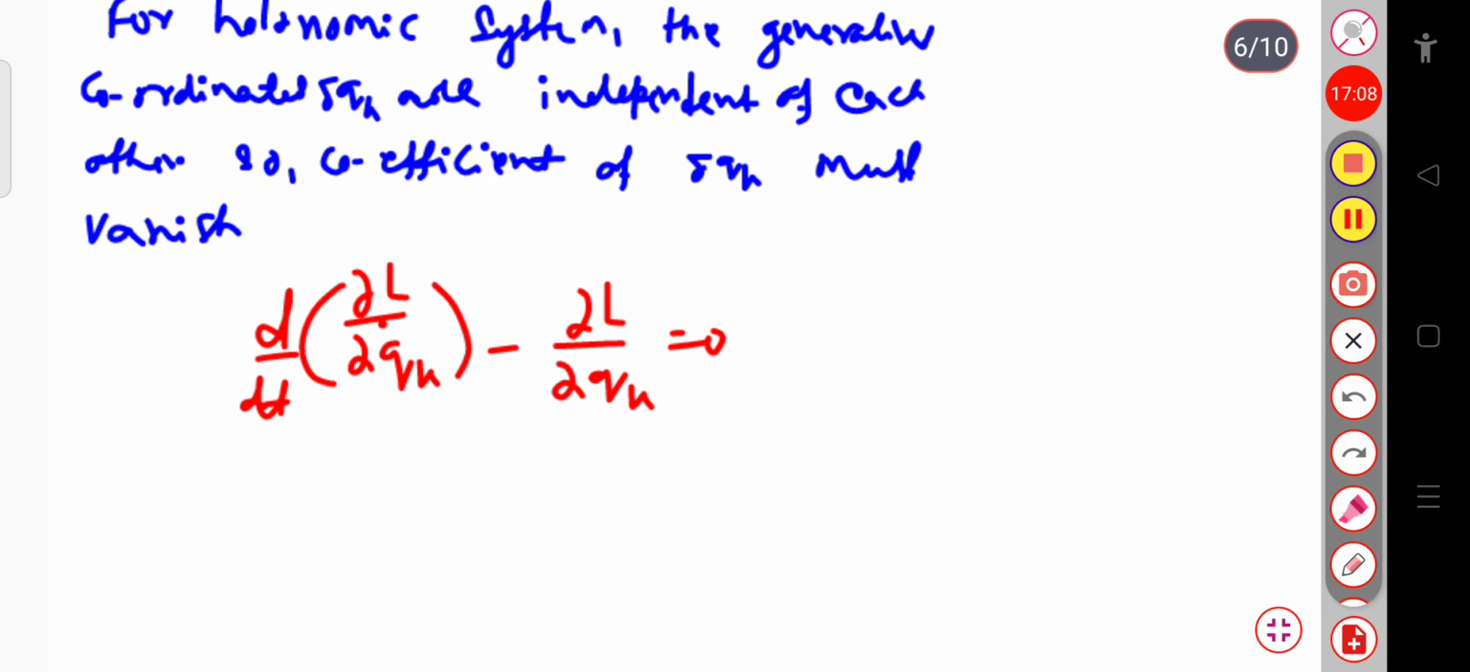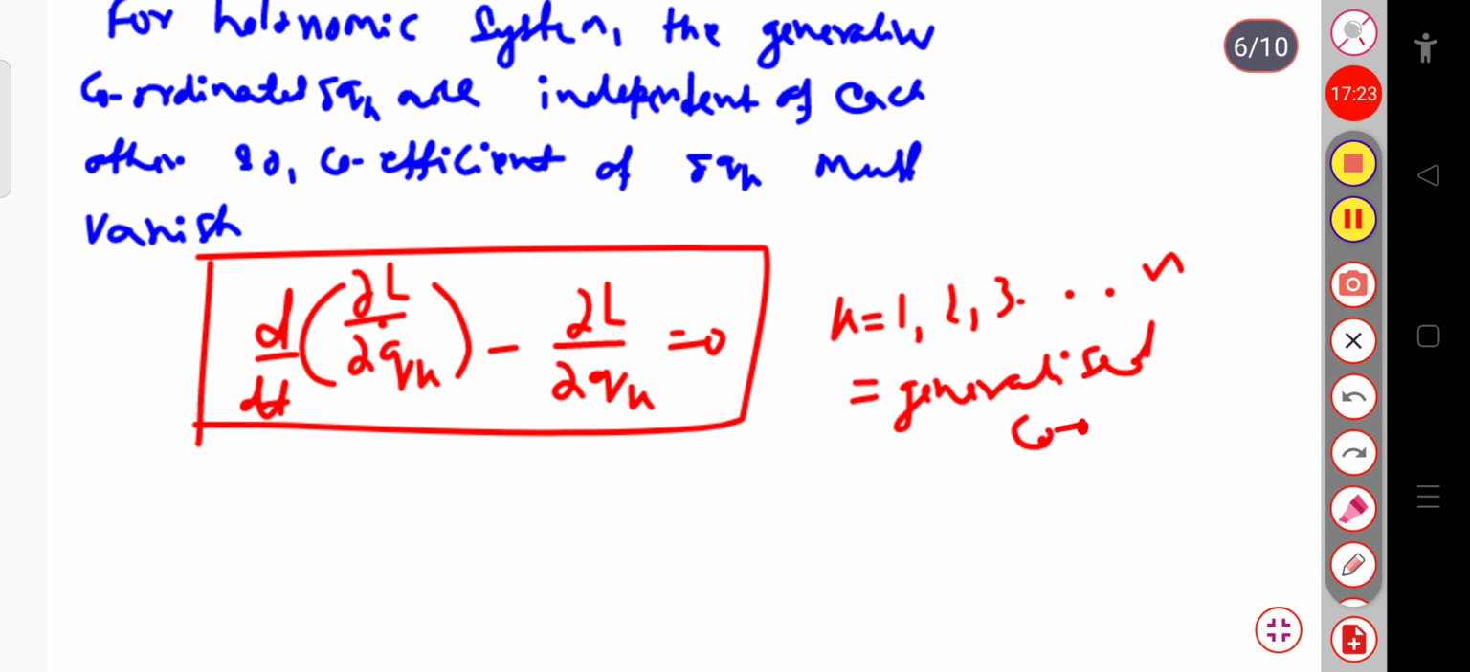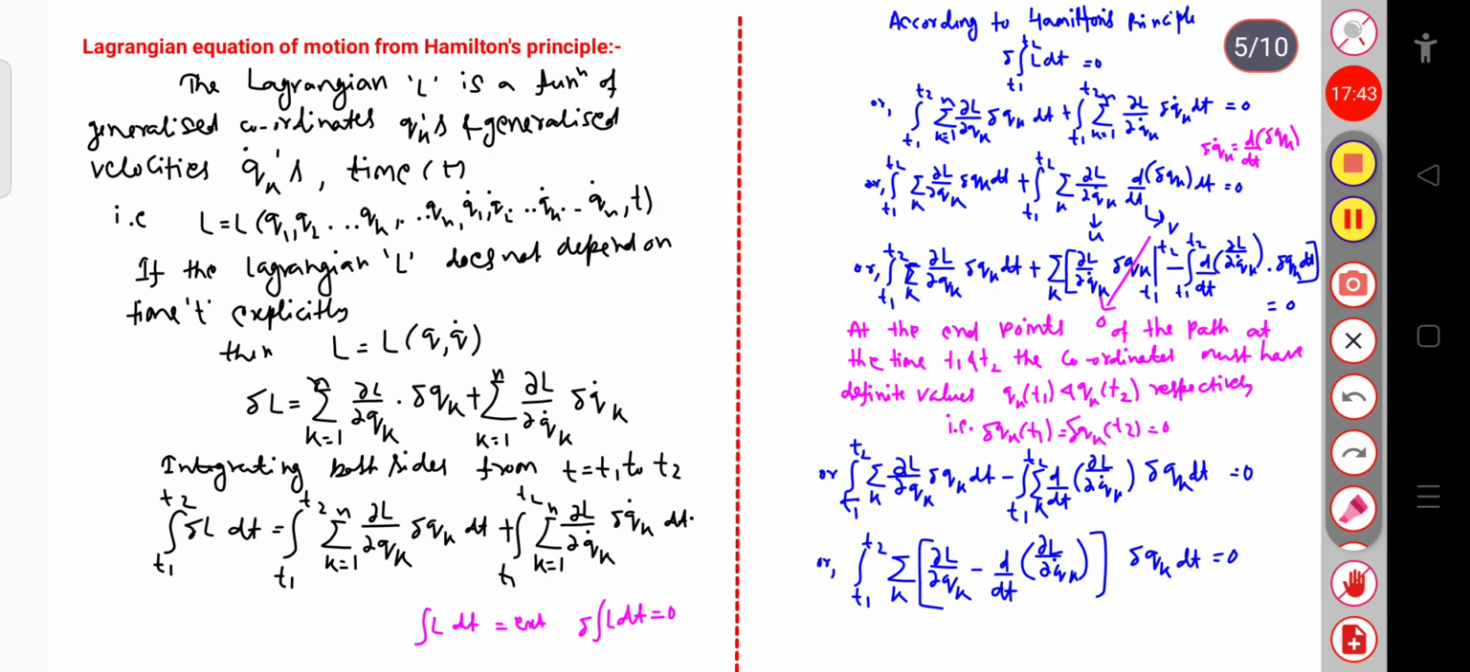Where K equals 1, 2, 3 and so on up to n. These are called the generalized coordinates, and this equation is known as the Lagrangian equations of motion, or Lagrange's equation of motion. So in this way you can derive the Lagrangian equation of motion from Hamilton's principle. That is, simply you have to take delta integral of L dt to be 0, so that finally you can obtain the Lagrangian equation.